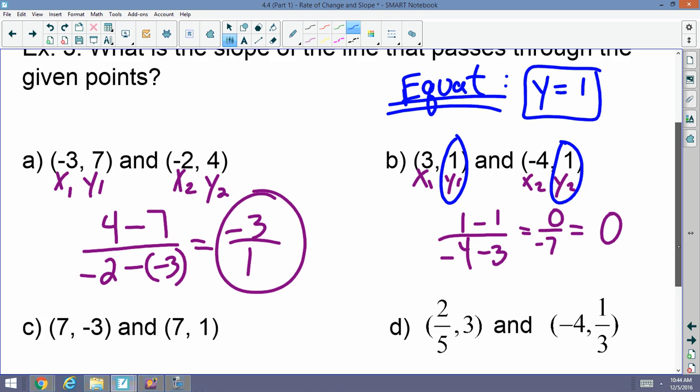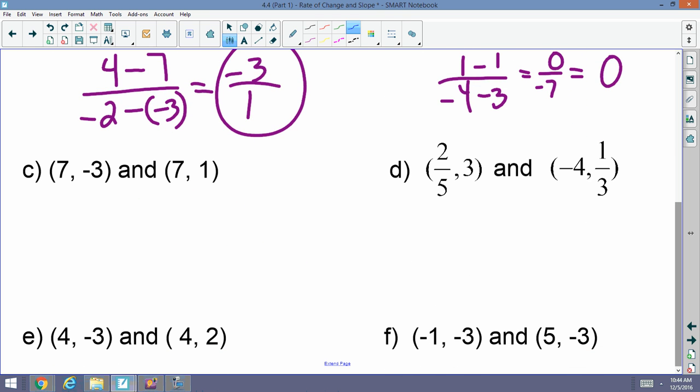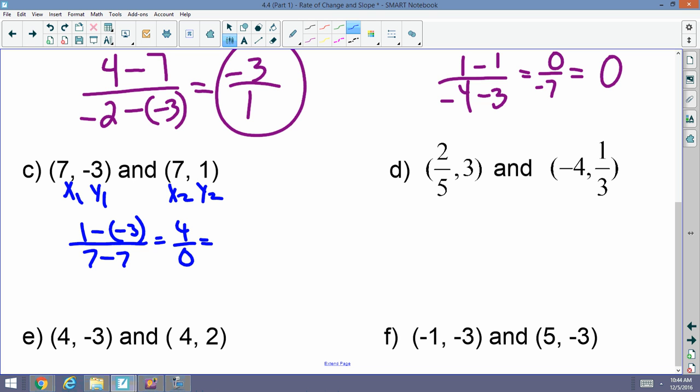So if they give you the same x values, the slope will be undefined. But let's go through it. Let's prove it. x1, y1, x2, y2. y2 minus y1 over x2 minus x1 is 4 over 0. That's an undefined slope.